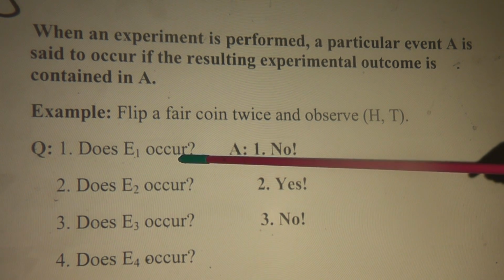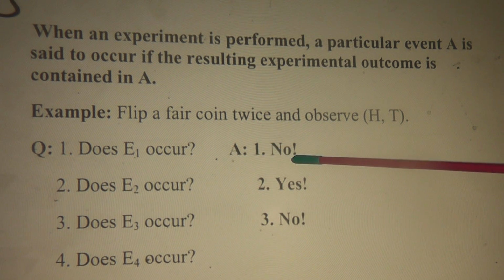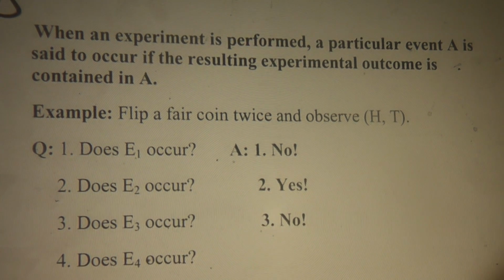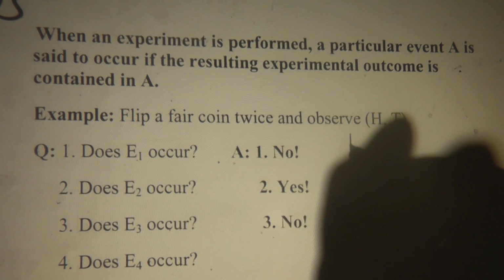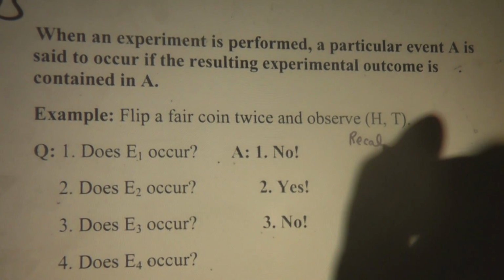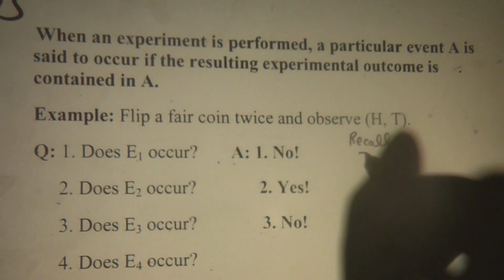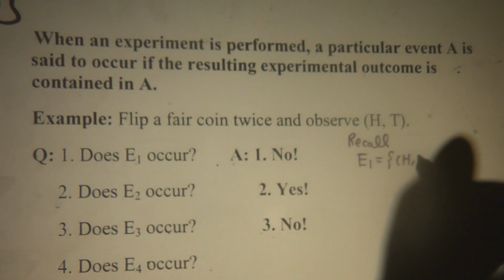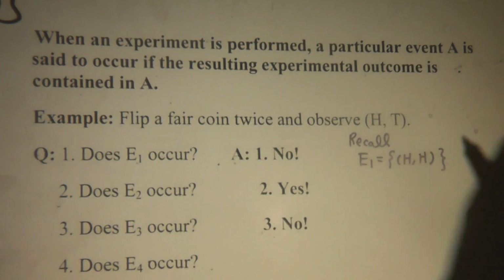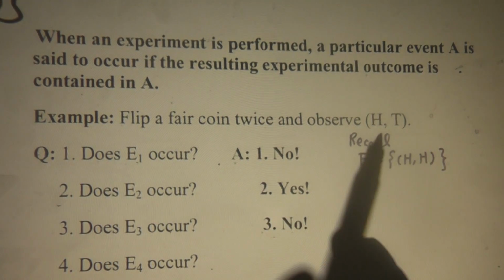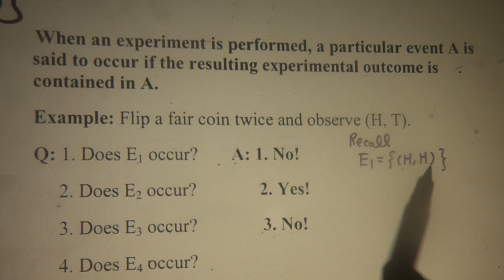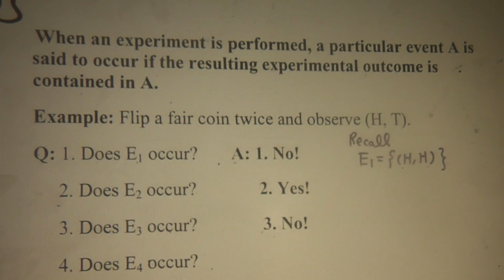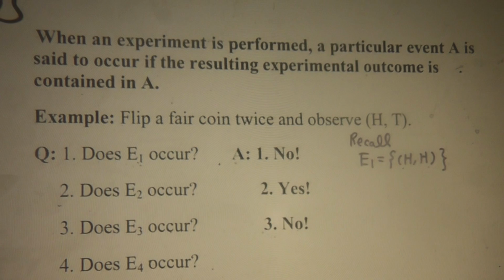Question 1. Does E1 occur? The answer is no. Why do we say no? Let's take a close look. What's E1? Well, recall, E1 is we see 2 heads in a row. So of course, head-tail is not in E1. So we say E1 doesn't occur.